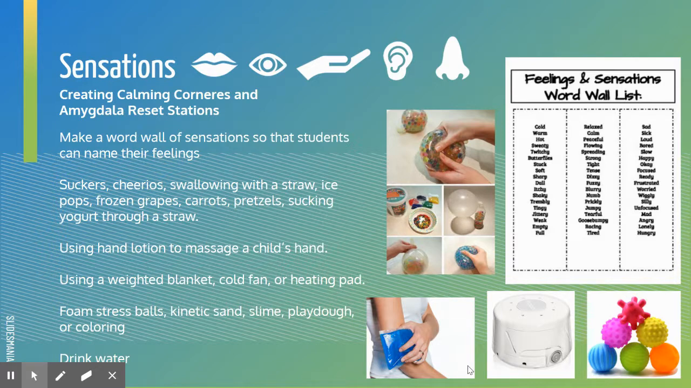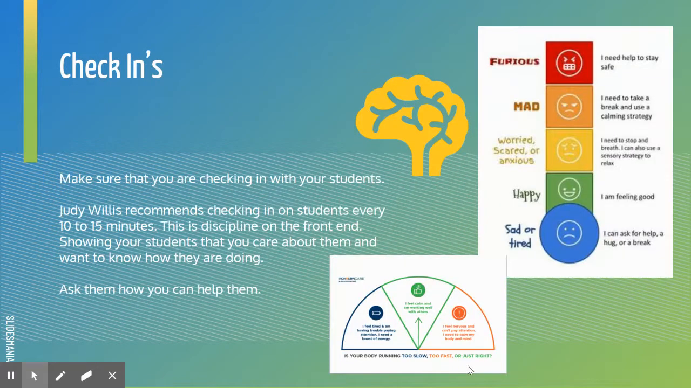These might be items that you would put in a classroom calming corner or potentially even an all-school amygdala reset station. We have a word wall list of sensations, remembering that suckers, Cheerios, sucking with a straw, ice pops, carrots, pretzels, any of those can also be very regulating. Hand lotion massaged on the hands, weighted blankets, drinking even lots of water, taking lots of water breaks can all be ways that we communicate to our brainstem.